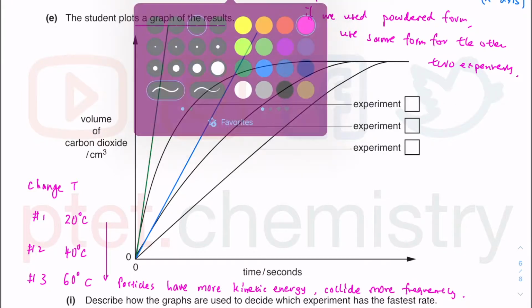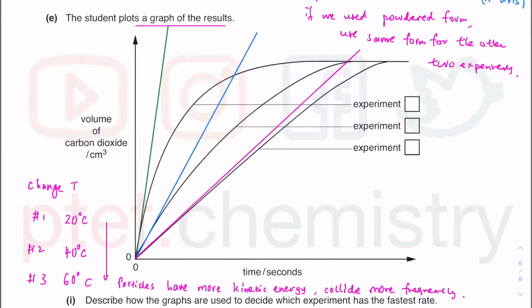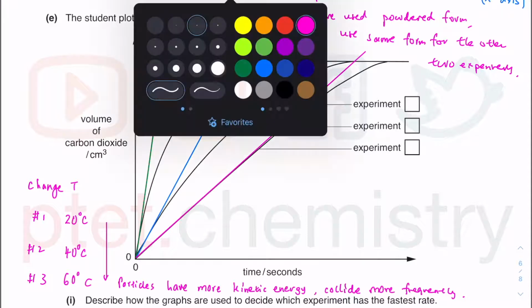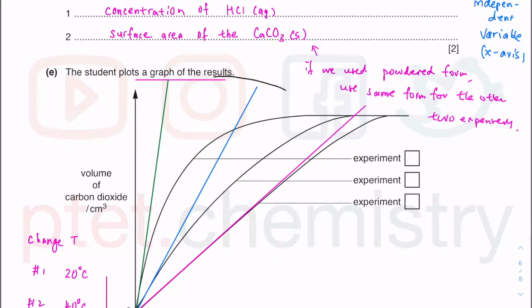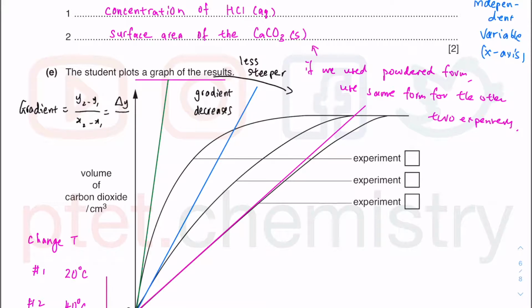A pink one for the third one, let's say. So if you look at the line there, what can you say about the line is that the line gets less steep, meaning to say the gradient decreases. Gradient of the line is going to be the change in y divided by change in x. This is your lower secondary mathematics, where you learn y2 minus y1 over x2 minus x1. This is your change in y over change in x. That is your gradient, how steep the line is.